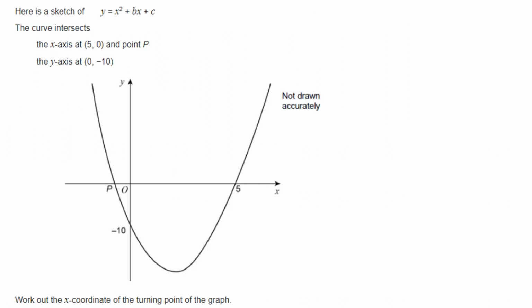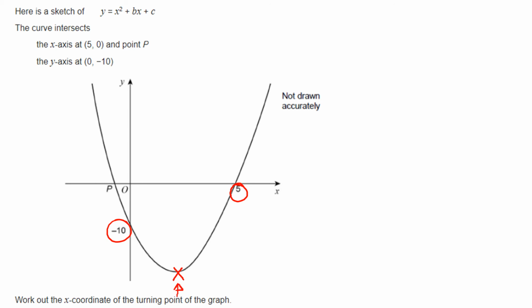This is very much an extension activity, so if you can do everything up to this stage and you can't do this, don't beat yourself up too much, but I think it's still worth considering. This is if you're aiming for anything higher than grade 7. So we've got a sketch here. It says if y equals x squared plus bx plus c, we can tell it's going to be positive from the x squared, but also from the fact that the graph drawn is positive. It goes through the x-axis at P and 5 and the y-axis at -10. What we want to know is the x-coordinate of the turning point of the graph.